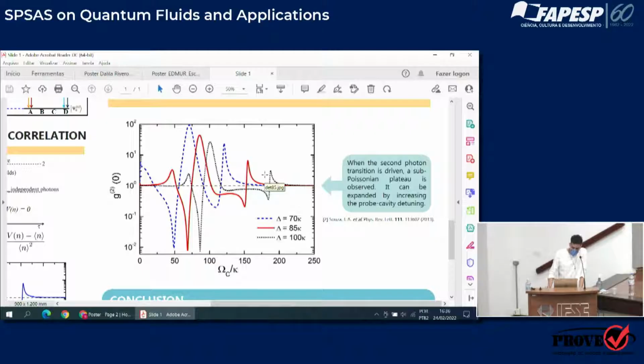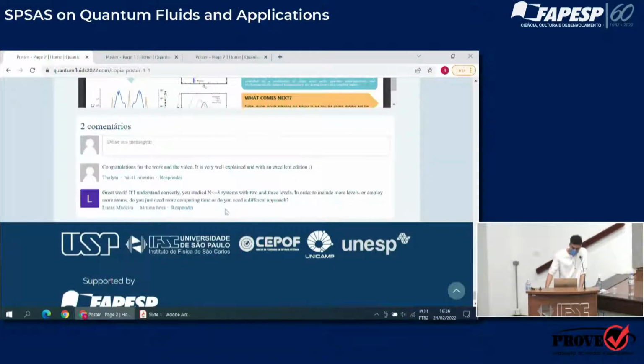For 1 atom, it takes seconds to simulate. For 2, it's some days. And for 3, it's weeks. And 4, well, if we continue like this, it would take months or years to simulate. It's not practicable. So we need more computational time, as you say, but we need a different approach too.